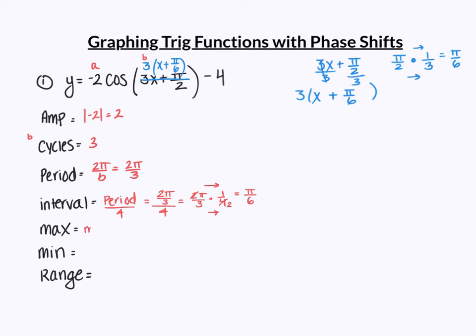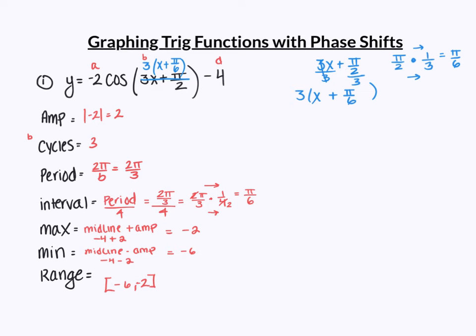The maximum can be found by taking the midline and adding the amplitude. And the midline is this D value here. So my D value is -4. Add the amplitude of 2. So -4 plus 2 is -2. My minimum value can be found by taking the midline and subtracting the amplitude. So the midline is -4, and I'm going to subtract 2 this time, and that will give me -6. So my range is from the minimum, -6, to the maximum of -2.